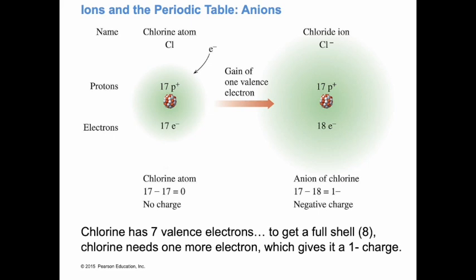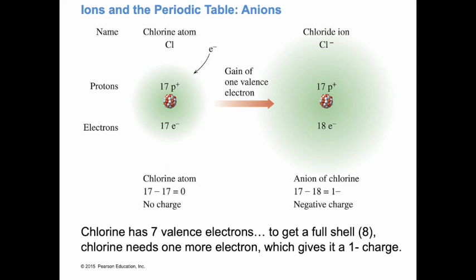But chlorine doesn't have that last electron. It only has 7 in its outermost shell. But chlorine wants to have 8. So let's look at what happens. Chlorine has 17 protons because it's the 17th element. Its atomic number is 17. And when chlorine is neutral, it also has 17 electrons. 17 protons plus 17 electrons equals 0, a charge of 0.